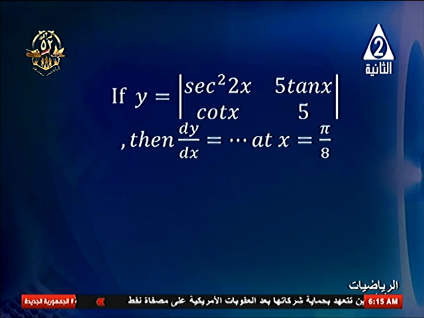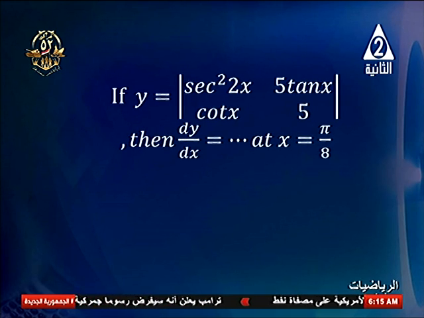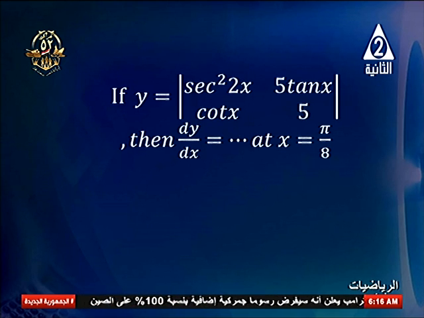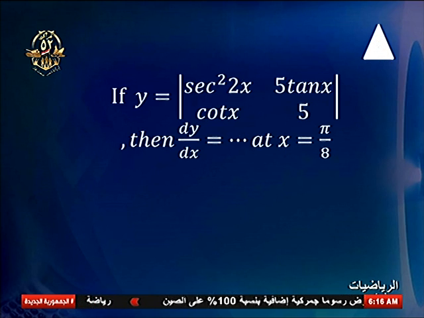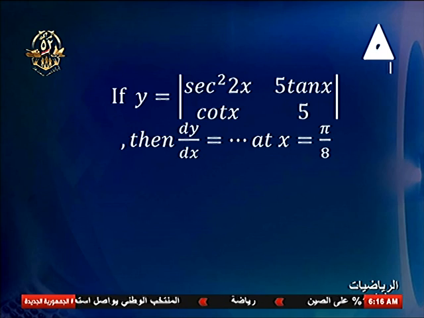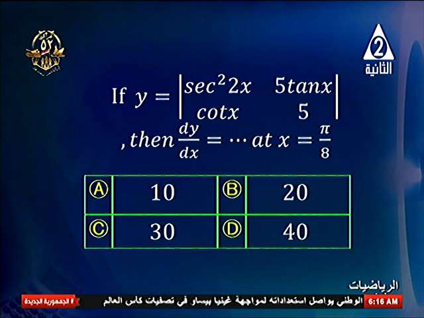Now we move to another example. This example: y equals the determinant, first row sec square 2x, 5, second row tan x, cot x, 5. What is dy over dx at x equals pi over 8? Choose the correct answer: 10 or 20 or 30 or 40.